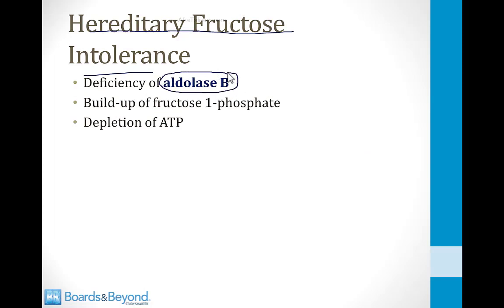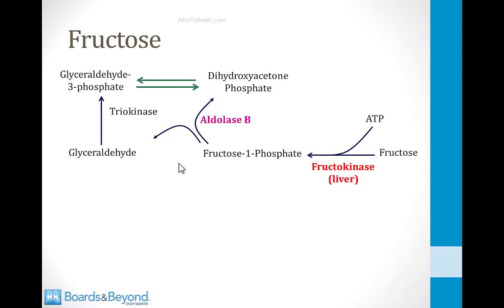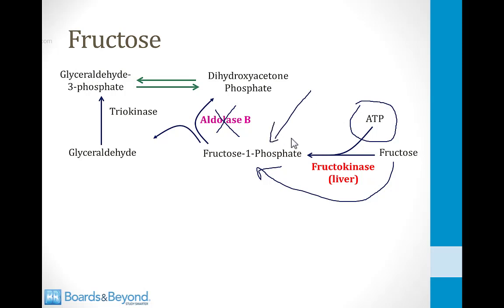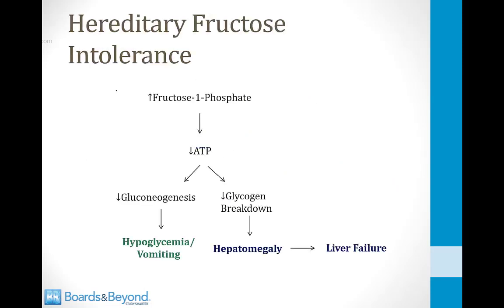When you are deficient in this enzyme, you will build up levels of fructose 1-phosphate inside of your liver, and this will deplete ATP in the liver. Going back a couple of slides, in hereditary fructose intolerance, the problem is that aldolase B is dysfunctional. As a result, the liver takes up fructose and converts it to fructose 1-phosphate, but the fructose 1-phosphate cannot be metabolized any further. As a result, much of the ATP inside of liver cells gets tied up in the form of fructose 1-phosphate, and there is not enough ATP left around for the liver to perform its other functions like gluconeogenesis.